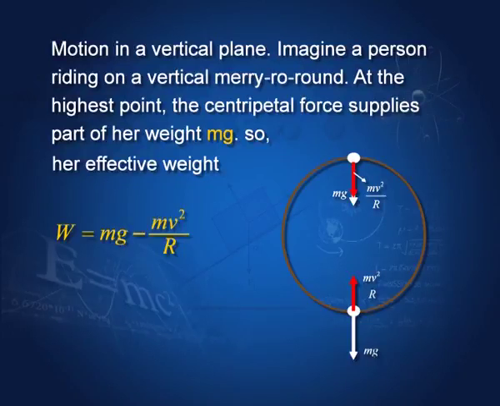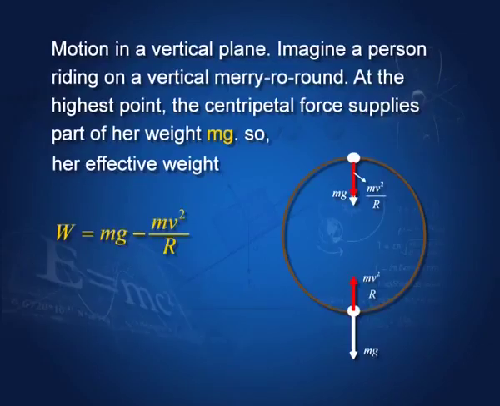Let us consider now the motion of an object in a vertical plane. What is the difference? The difference is that in a vertical plane we also have to take into account the force due to gravity. So, let us look at this object. This is moving in a vertical plane, and at the highest point in this circular orbit, the weight is acting downwards, the centripetal force is also acting downwards. And if we recall that the centrifugal force offsets the force of gravitation, then you can see that in this case the centripetal force supplies part of the weight of the object mg. So, the effective weight of the object would be W equal to mg minus mv squared by r, because part of the weight has been supplied by the centripetal force.